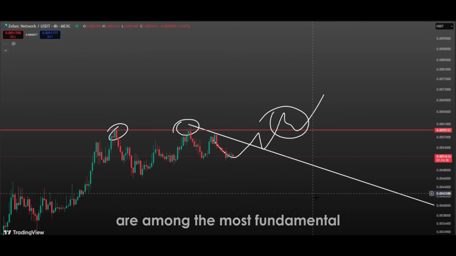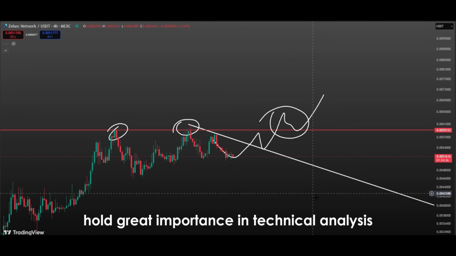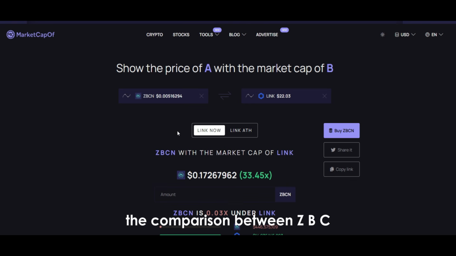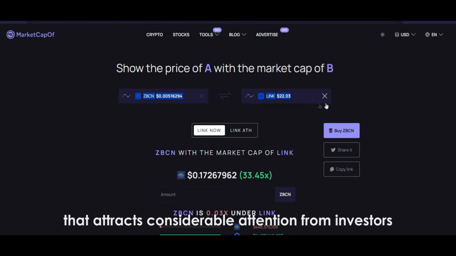Resistance breakouts are among the most fundamental and effective indicators of trend changes in financial markets and therefore hold great importance in technical analysis. The comparison between ZBCN and Chainlink is a highly notable discussion topic in the cryptocurrency market that attracts considerable attention from investors.